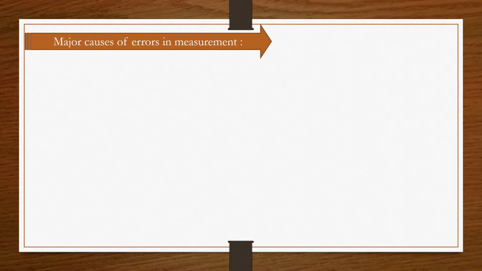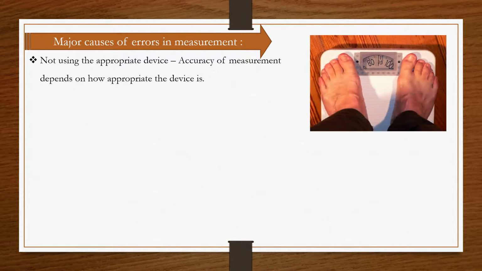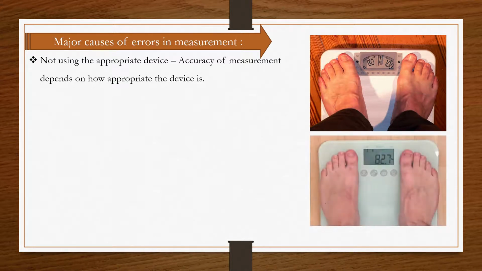Now students, while making measurements, multiple errors may occur. A major cause of errors is not using the appropriate device. That is, accuracy of measurement depends on how appropriate the device is. For example, to check the weight of a person, instead of an analog weighing machine, that is a machine that has a graduated scale of weight and a pointer to indicate the division on the scale, a digital weighing machine can be used.